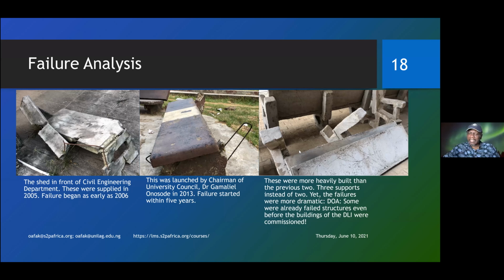These ones are in the DLI. These were more heavily built than the previous two. Instead of 2 legs, they have 3 legs. Yet, that did not prevent them from failing. These things were never designed from an engineering perspective. They just called some artisans. Okay, sure, you can look at this thing. Yes, sir. Okay, go and make it. So as far as the artisan is concerned, he thought that if instead of 2 legs, he put 3 legs, then the thing will not fail. But unfortunately, that is not how it works. It still failed. Even the legs were failing.